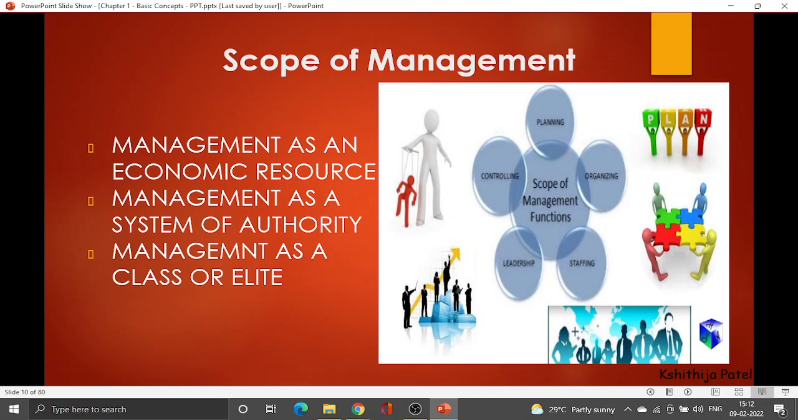So basically, if we speak about organization, it is divided into three different levels: the top level management, the middle level management, and the bottom level management. Now, definitely, managers belong to the top level management, and these are the people who determine the objectives of the organization, and they provide direction to the activities of the enterprise.